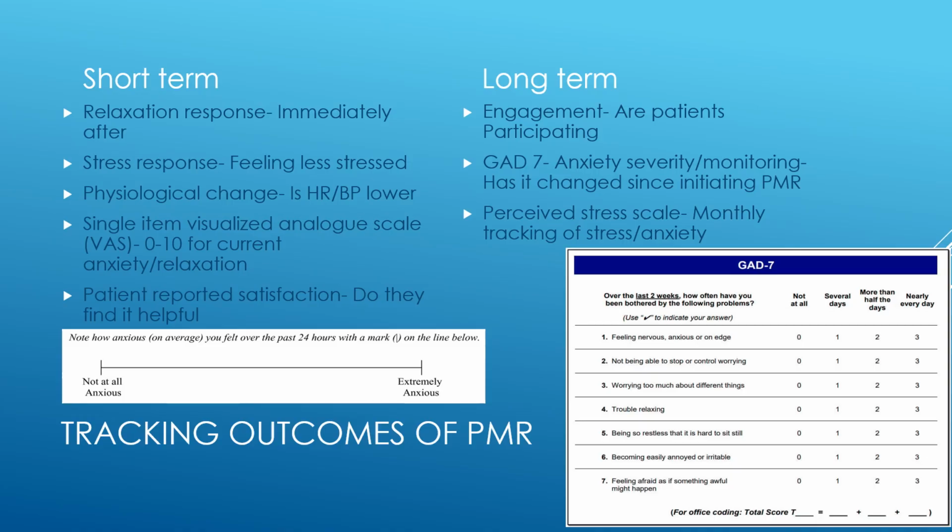For long-term tracking outcomes of PMR, one thing you want to ask patients about is engagement. Are they participating in this? You can use the GAD-7, which is anxiety severity monitoring, and you can track it over a period of time in conjunction with CBT while using PMR. You can also use the Perceived Stress Scale, which is monthly tracking of stress and anxiety.